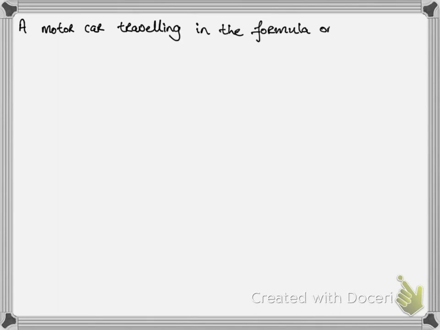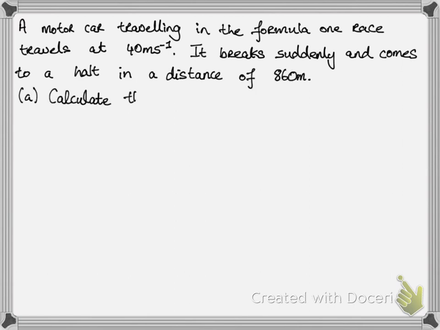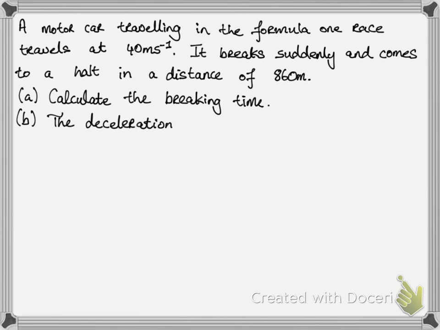Finally, we'll have a look at this question. A motor car travelling in a Formula 1 race travels at 40 meters per second to the minus 1. It brakes suddenly and comes to a halt in a distance of 860 meters. Firstly, calculate the braking time, and then secondly, the deceleration of the car. So we'll start with calculating the braking time. Reminder of the 4 formulas.